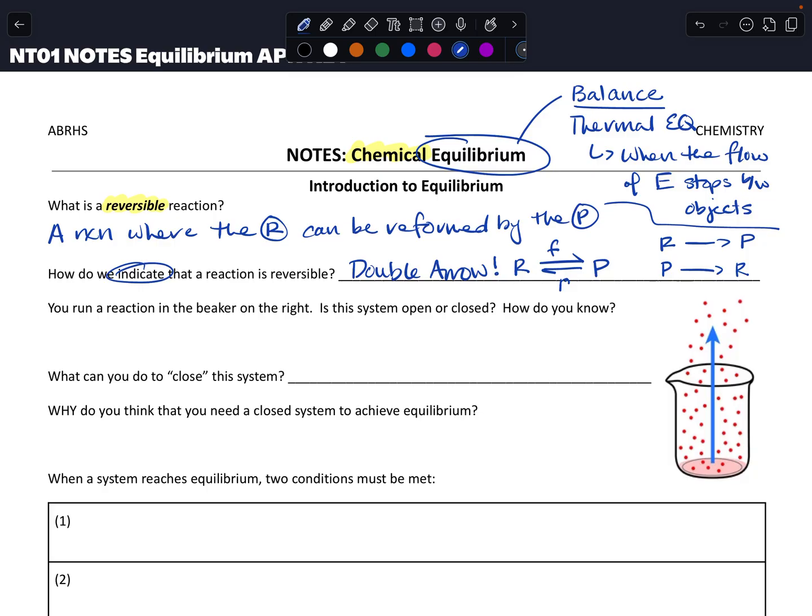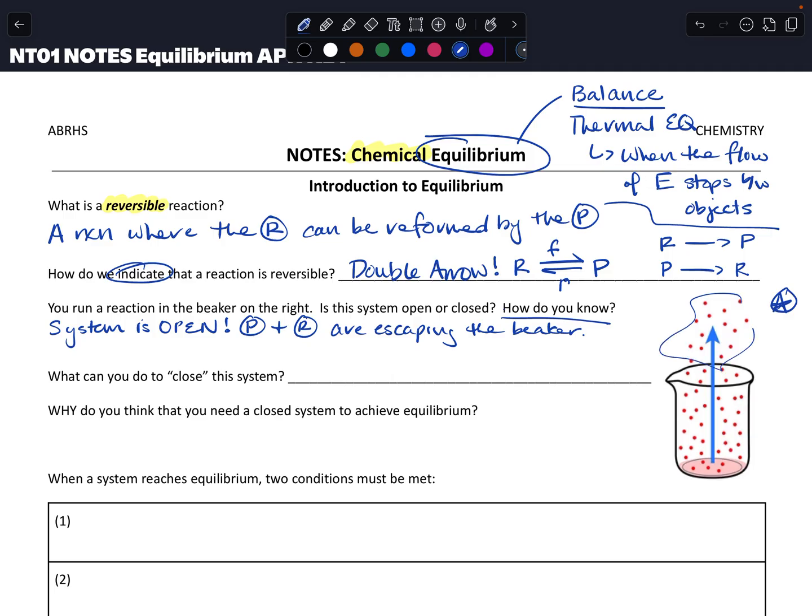All right. Now, another piece that's really important is demonstrated by this beaker that we have here. We're going to run a reaction in this beaker, and we want to know, is this system open or closed? Well, as shown, this system is open. And then it goes on to ask, well, how do you know that? We know that because products and possibly reactants are escaping the beaker. We can see them up here, all these guys up here.